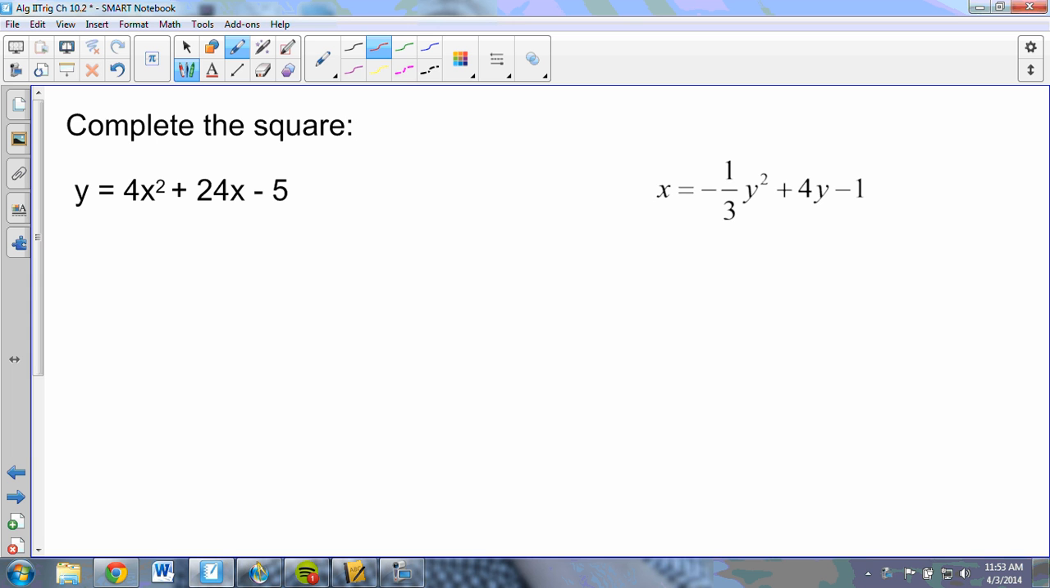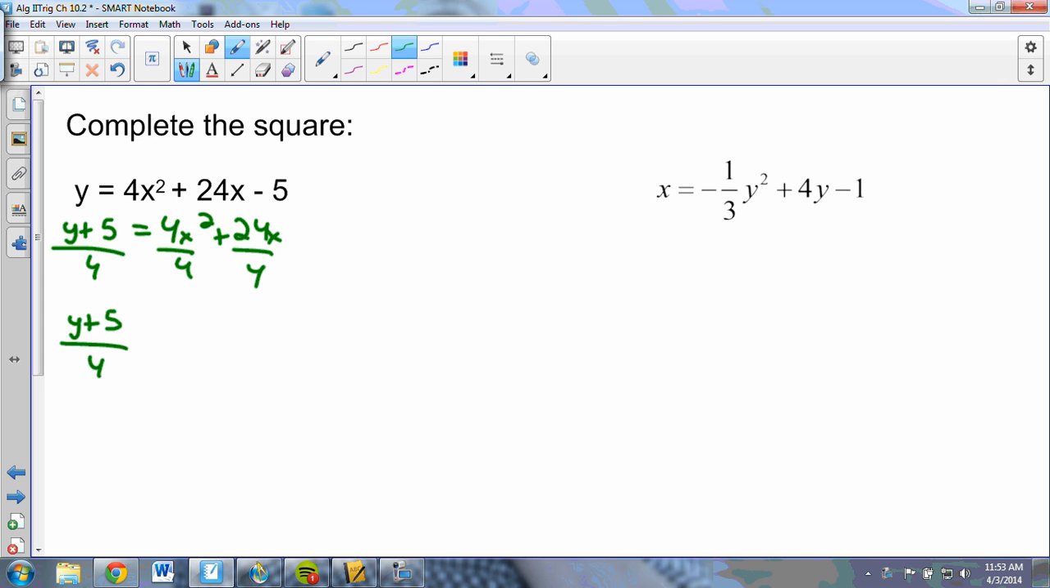I want to complete the square. Anybody know where I should start? Add the 5. No, I can do either of those things. I'll start with adding the 5. And then I'll divide everything by 4. That gives me y plus 5 over 4 equals x squared plus 6x. Now what?